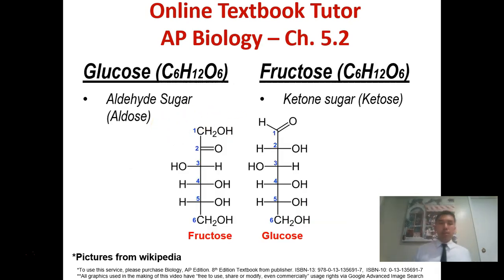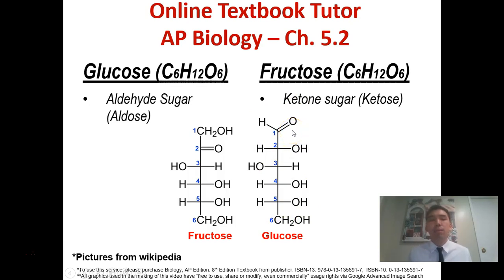And I just want to briefly talk about this because maybe you're a little bit confused in the textbook. Glucose is an aldehyde sugar, or an aldose, and fructose is a ketone sugar. The main things you should know is whenever something is an aldose versus a ketone, it's all about where the carbonyl group is. So here for glucose on the right, the carbonyl group is on the end, making it an aldose.